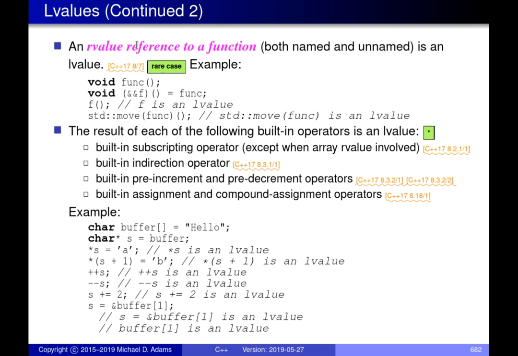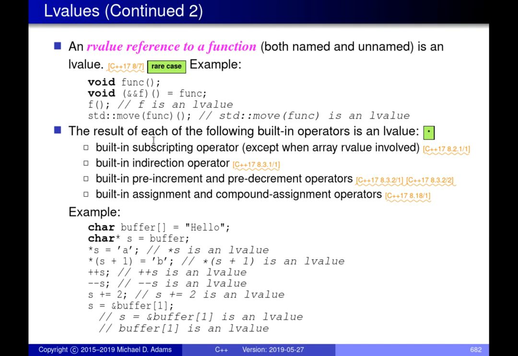So this is an R-value reference to a function. It is being bound to a function here, so this would be an example of something which is an L-value. The next bullet is a more practically useful, more commonly occurring thing that you might care more about. Most built-in operators tend to yield R-value expressions, like if you have two integers and you're adding a plus b. Most of them tend to give R-value expressions, as we'll see later. But there are a few notable exceptions, which are these ones here.